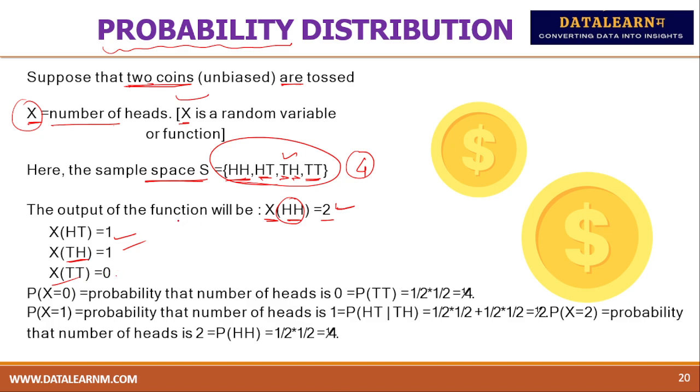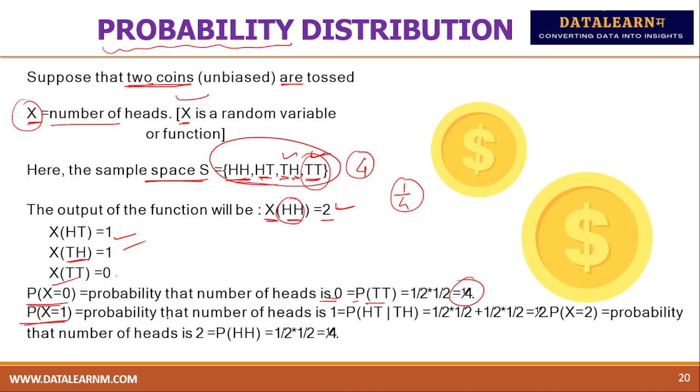Is it okay? That is the output of the function, right? And if you want to find the probability that x is 0, that the number of heads is 0, that is the probability of two tails, which is 1 by 2 into 1 by 2, that is 1 by 4. How many times is it coming? 1 time only. The total sample size is 4. So it will be 1 by 4.